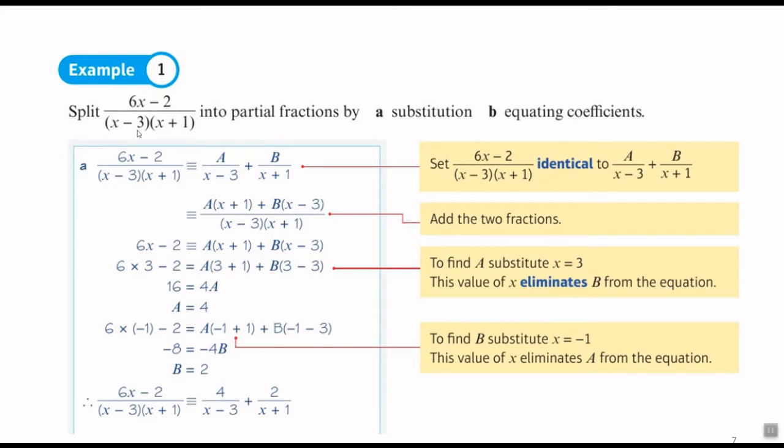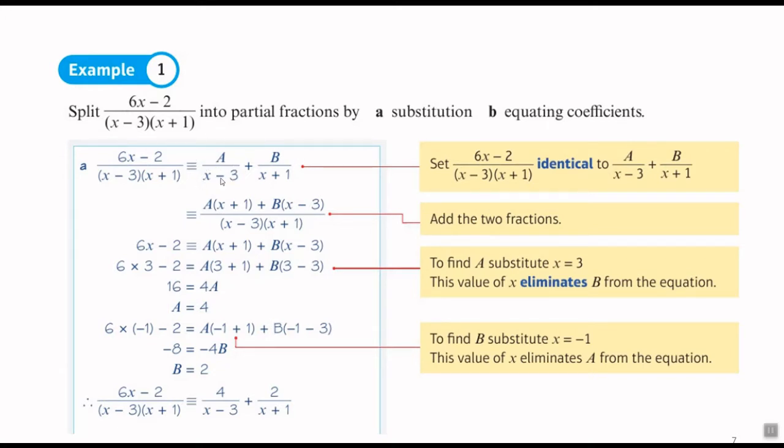Example 1. Split (6x - 2) divided by (x - 3)(x + 1) into partial fractions, by substitution and equating coefficients. (6x - 2) divided by (x - 3)(x + 1) is identical to A divided by (x - 3) plus B divided by (x + 1). A and B are constants you need to find.